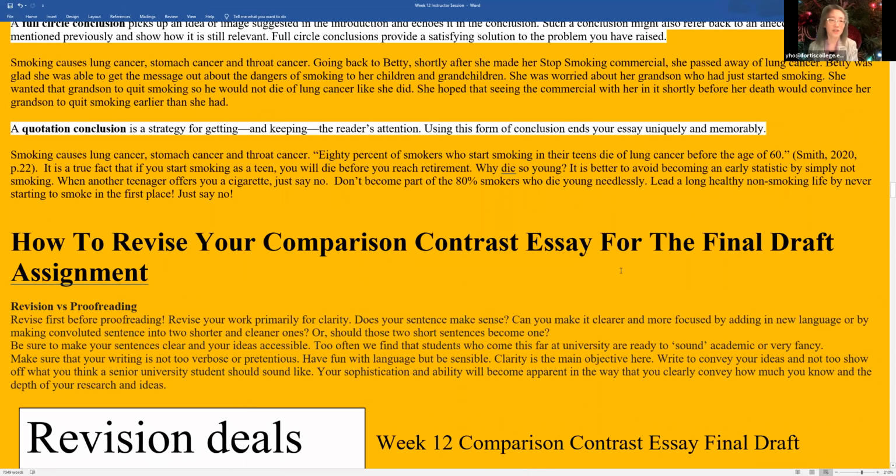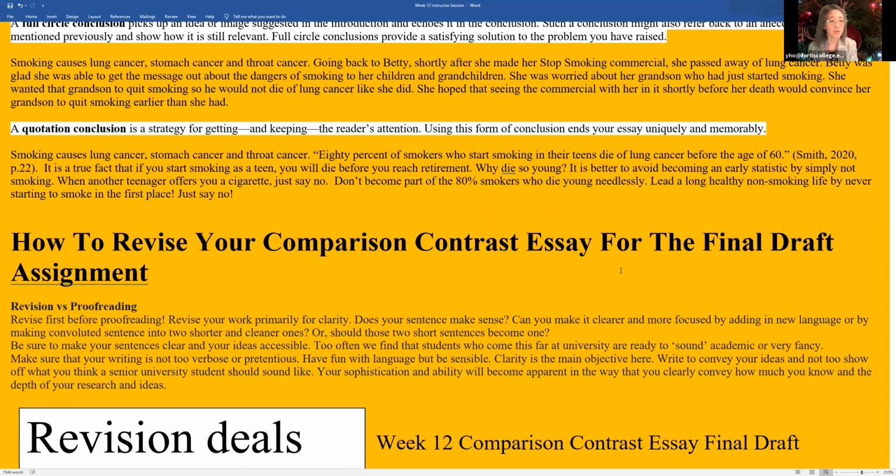So smoking causes lung cancer and all the cancers. Then I used a quotation. Did you know 80% of smokers who start smoking in their teens die of lung cancer before the age of 60? Then you've got to remember to put in your in-text citation. A lot of people didn't quite understand that in their week 10 assignment.